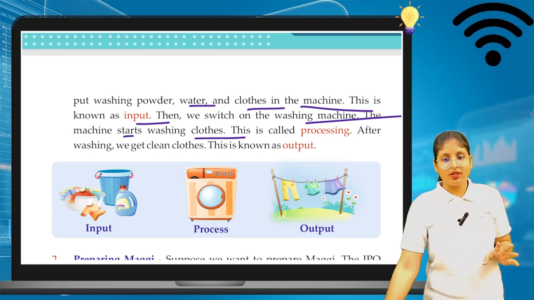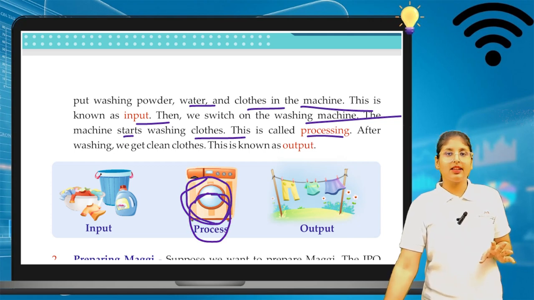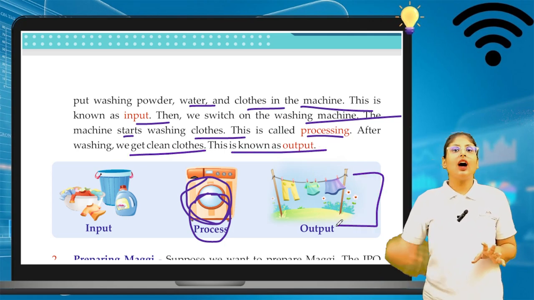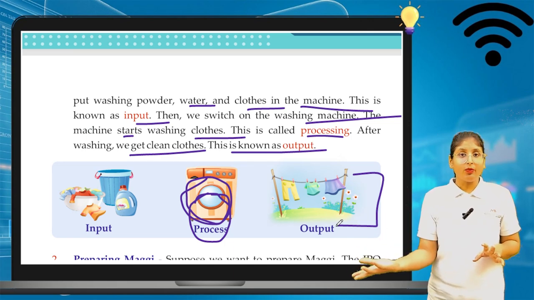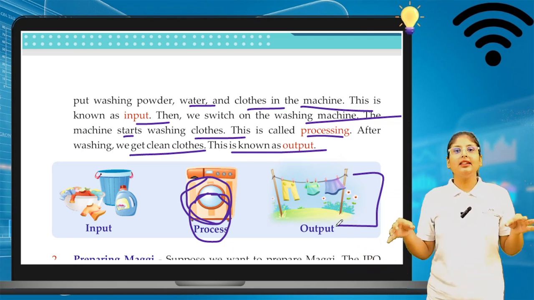This is known as processing. Now the washing machine is processing, meaning it is cleaning your clothes, removing all the dirt that is there in your clothes. Then after washing we get clean clothes, which is known as output. This is output: what we get is clean and clear clothes.